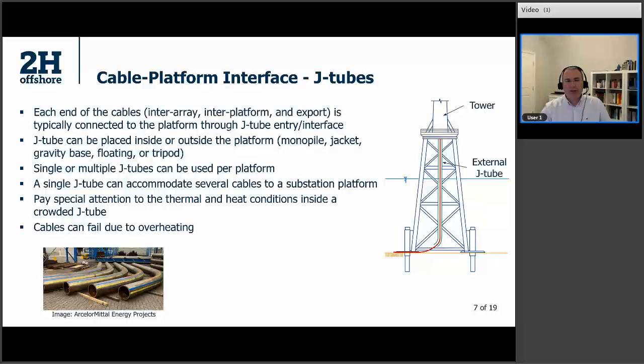Single or multiple J-tubes can be used per platform depending on the power transit requirements. And also a single J-tube can accommodate several cables, especially on a substation platform. So in that case, we need to pay special attention to the thermal and heat conditions inside a crowded J-tube. We have multiple cables operating within a J-tube, and cables can fail due to overheating if not designed properly.